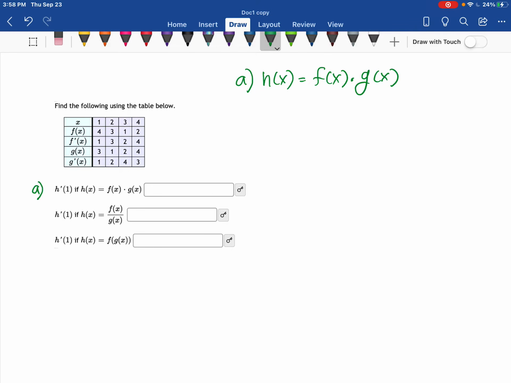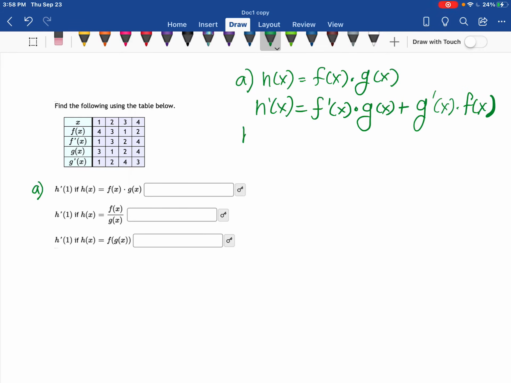g of x. Because we have a product of two functions, when we take the derivative, we're going to want to use the product rule. So when I take the derivative, I need to take the derivative of the first function times the second function, and then add that to the derivative of the second function times the first function.